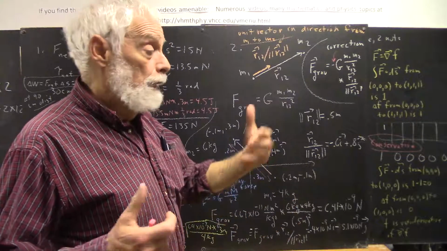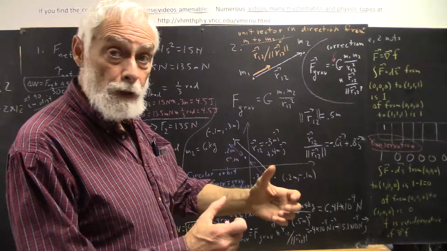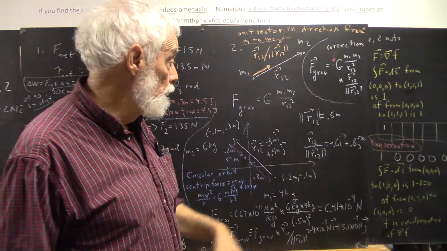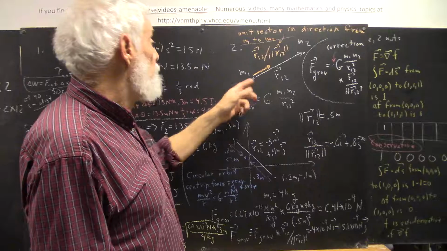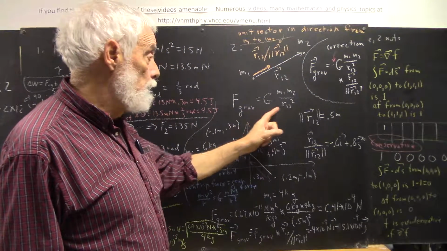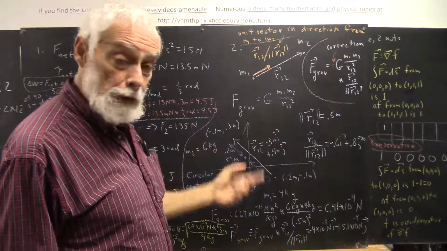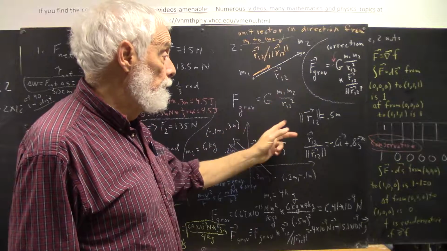Unlike, let's say, electrostatic forces, forces between charges, they can be attractive or repulsive depending whether you have like or unlike charges. Okay? Gravitational forces are always forces of attraction. So you have a force of attraction of this magnitude. Now there are no arrows on anything here, so we're just talking about magnitudes.